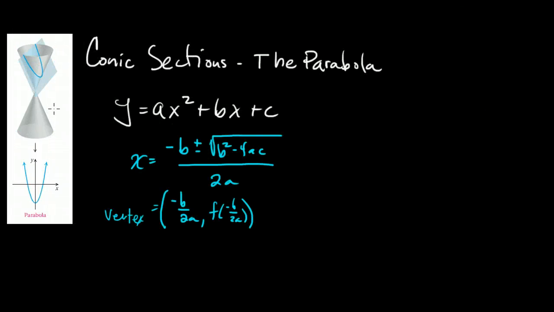When I slide my plane in there, you can see that I have a circle, an ellipse, a parabola, and a hyperbola in 2 dimensions. The parabola is the result of a quadratic equation. We've seen these before. We've dealt with them.